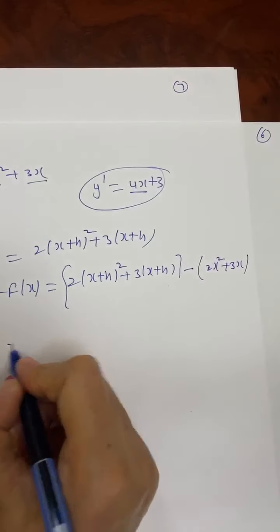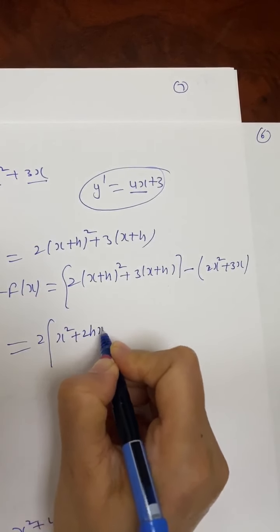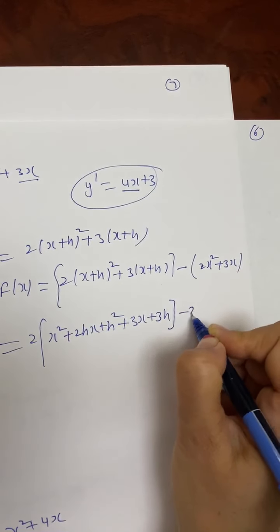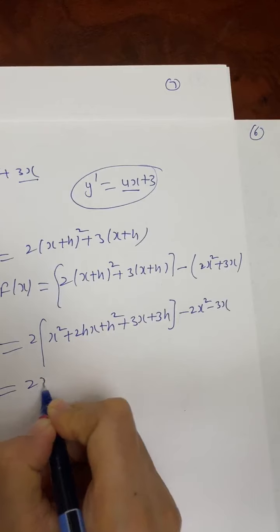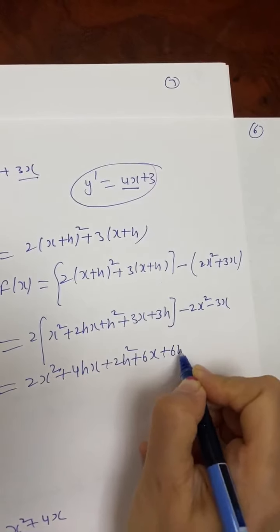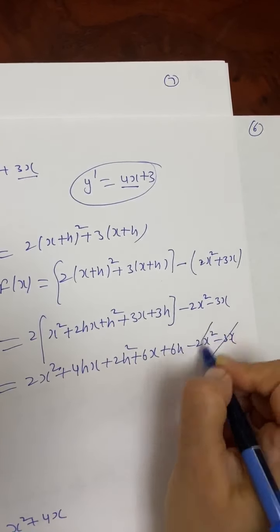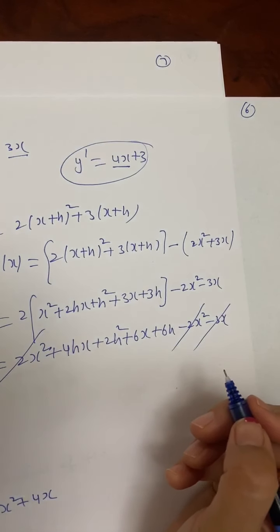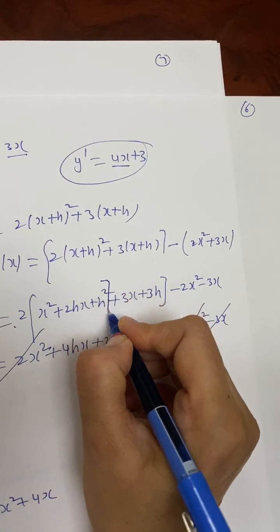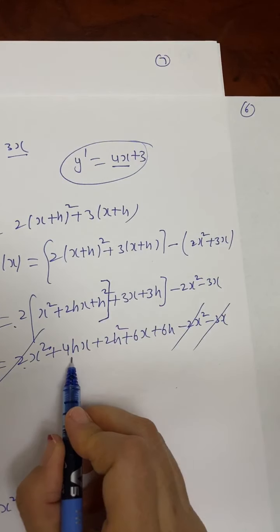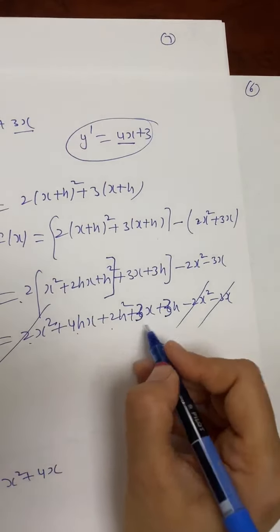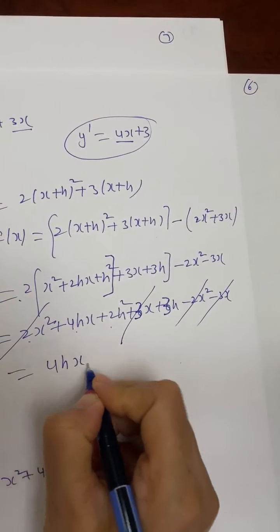Please use brackets. And now I can open: 2 times x squared plus 2hx plus h squared, plus 3x plus 3h. Take your time. And then I have minus 2x squared minus 3x. I'm going to open again. 2x squared, 4hx, 2h squared plus 6x plus 6h minus 2x squared. And remember, the original function should cancel out. Oh, okay. So there seems like some problem here. Yeah, so this 2 was only actually in front of that, and that is the problem. So 2x squared, 4hx, 2h squared, this is 3x, and this is 3h. See, I noticed my mistake. So this gets cancelled, 4hx.